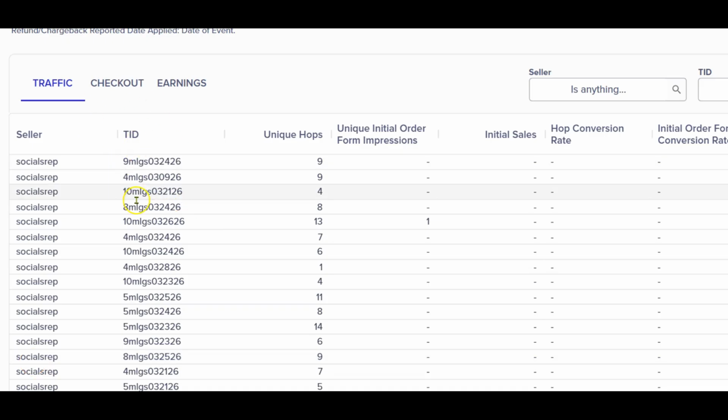TID stands for tracking ID. This is what I put at the end of my link here. It's a little code you can put, which is the ampersand sign, TID equals. Then after that equal sign, you can put whatever you want, which is what will show up here. I just put the My Lead Gen Secret account number, MLJS, and the date that I sent out the email.